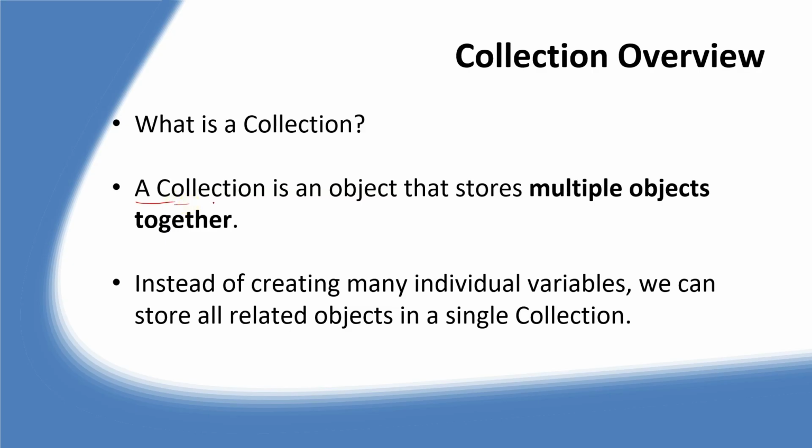So a collection is an object. How do we create an object? Using the new keyword and the class name. So that's how we create the object, right? So a collection is an object that stores multiple objects together.